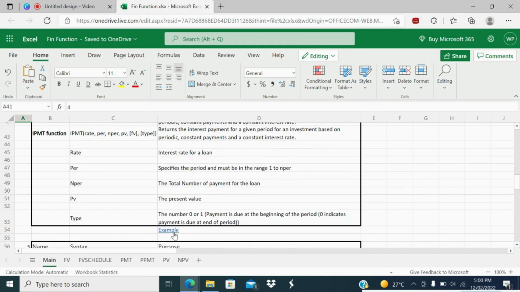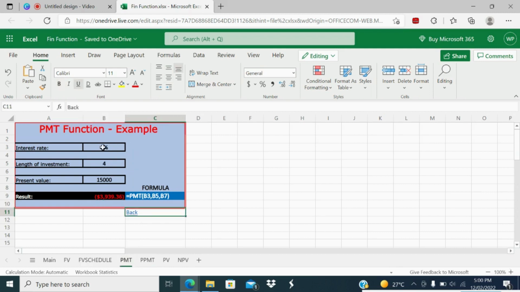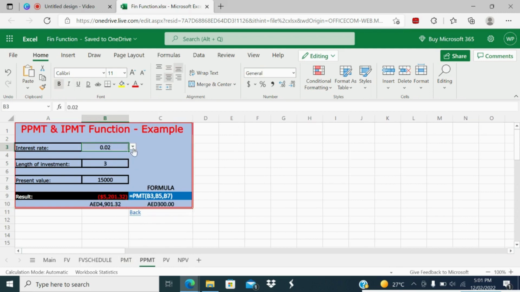I'll go to an example. If I come to the example, maybe the same example I can take for 2% and 4 years. So this is the 2% and the length of years I'll take as 4 years, and for investment in the previous example I took 15,000. So my 3,939 is the installment. Out of this 3,639.36 is the principal amount and 300 is the interest amount.